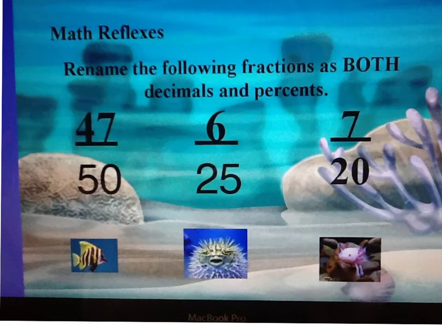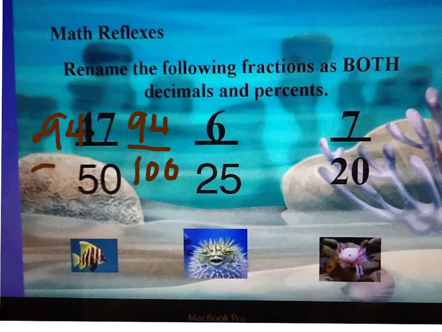All right, looking at a couple more examples. 47/50, we need to get it out of 100, which is going to be 94, because 50 times 2 is 100, and 47 times 2 is 94. 94 hundredths will look like that, and 94 out of 100, which is 94%.